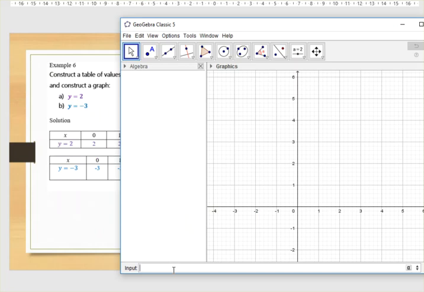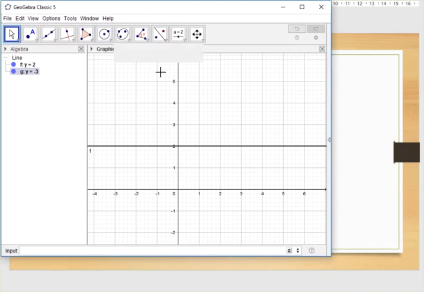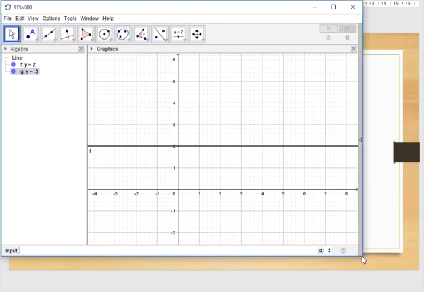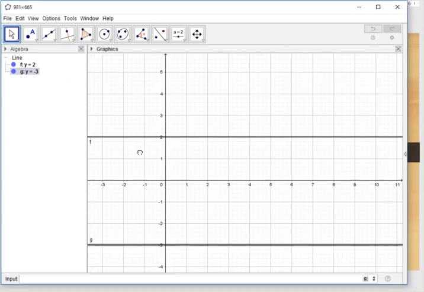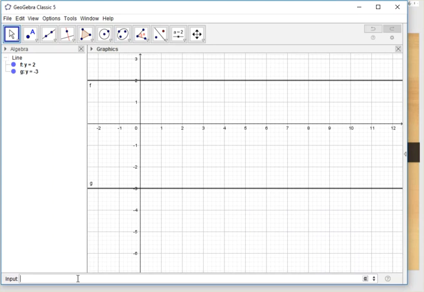So for the horizontal lines, y equals 2, the line goes through there, y equals -3 goes through there. So that's how you draw the graphs in GeoGebra. You can see that I'm using the classic version, the downloaded version. Okay, and that's what it looks like. So you type in the functions, the straight lines, over here, and it comes up.